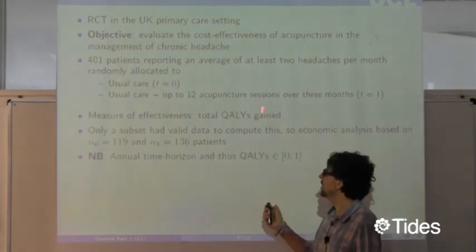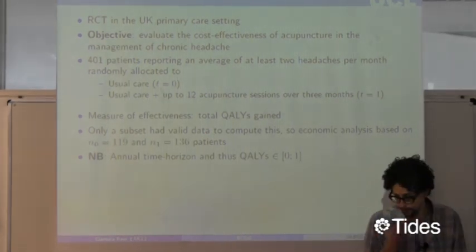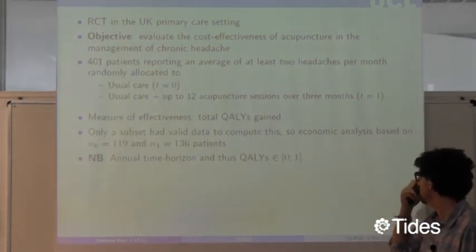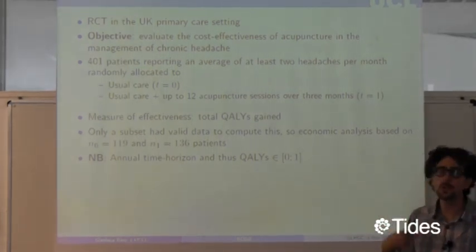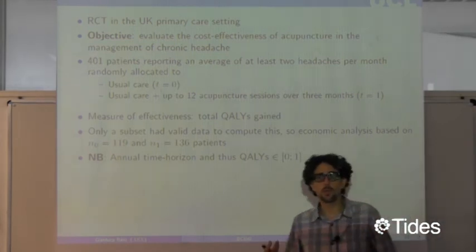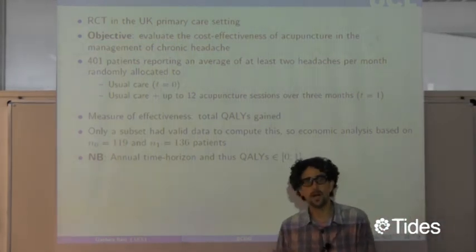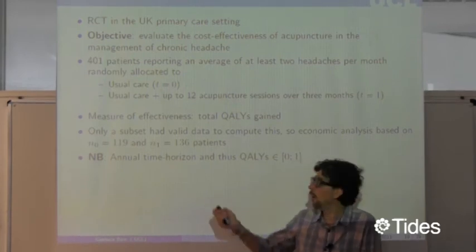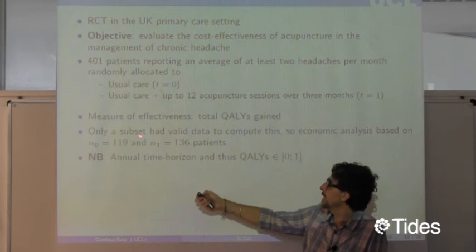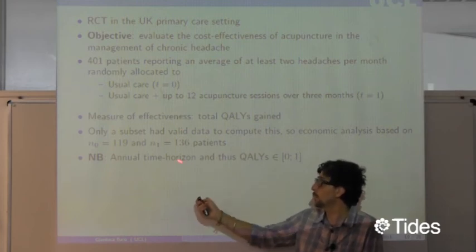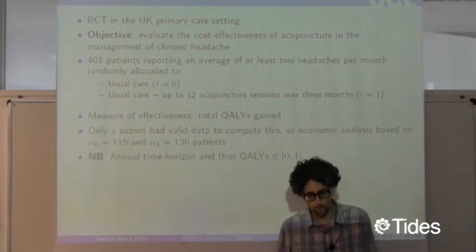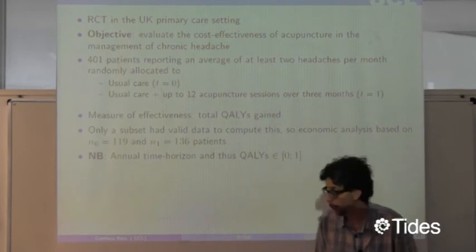The measure of effectiveness is the total QALYs gained. There's a questionnaire, the EQ5D in this specific case, I think that was it, which is used to estimate the level of quality of life for a given patient under a given intervention. Only a subset of the original database had valid data, and this is what I'm using. So I have 119 patients in the control group and 136 patients in the active treatment group.